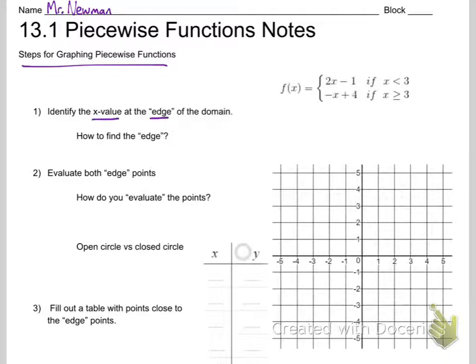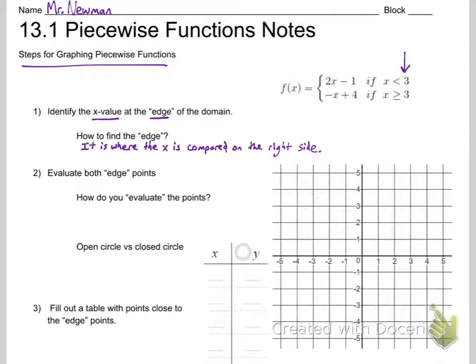So first off, you're going to identify the x value at the edge of the domain. The edge is where the x is compared on the right side of our function. So you see right over here where it says x is less than 3, and then it also says x is greater than or equal to 3. That means 3 is the edge of the two functions. It's where they're connected, or rather, it's where one stops and the other one starts.